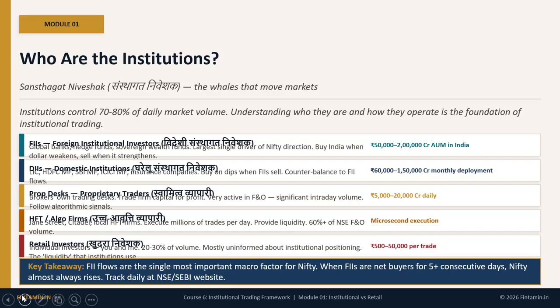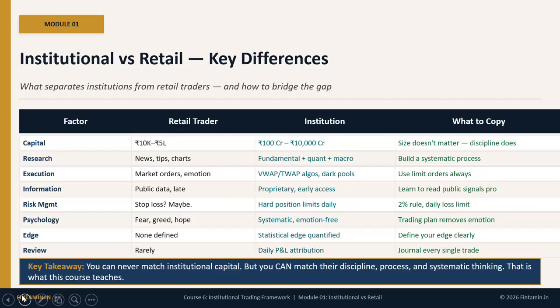Last is retail investors like you and me. 20 to 30% of volume. The liquidity that institutions use. Understanding institutional behavior tells you what retail trading looks like from the other side of the trade. Now, institutional versus retail key differences. Let me give you a comparison table that crystallizes the mindset difference between retail and institutional trading.